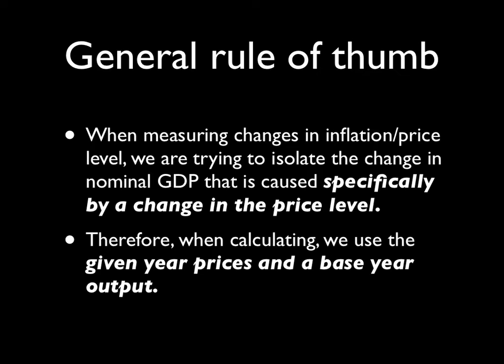We want to use the given year prices. So if we're calculating inflation or price index for 2014, we're going to use 2014's prices, and we're going to use the base year, the output of a base year, so from 2013 or 2012, because we need to make sure that we hold the output constant. Because if we don't, then it's impossible for us to know whether the change in nominal GDP was caused by a change in output or a change in price level. So we are specifically looking at the change in price level.